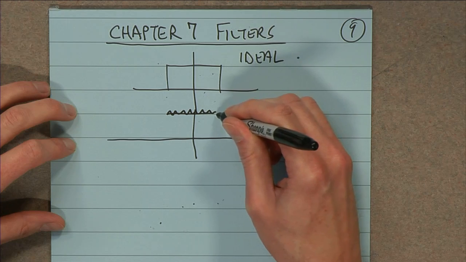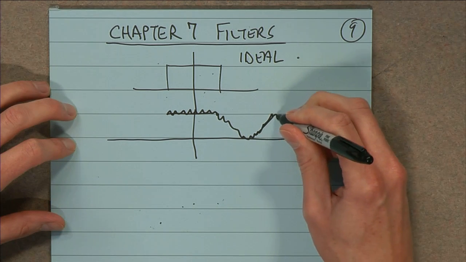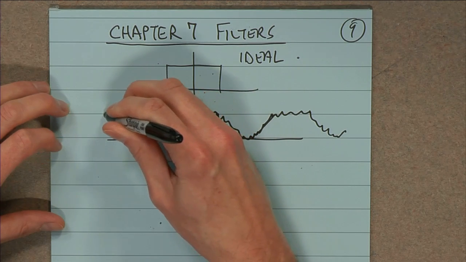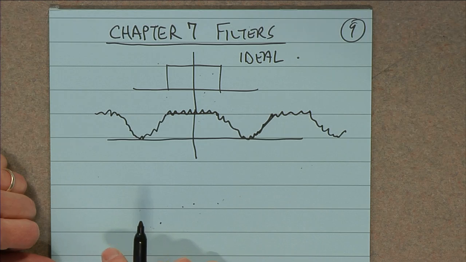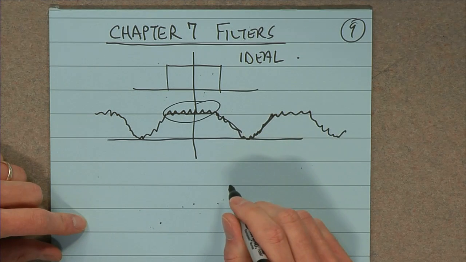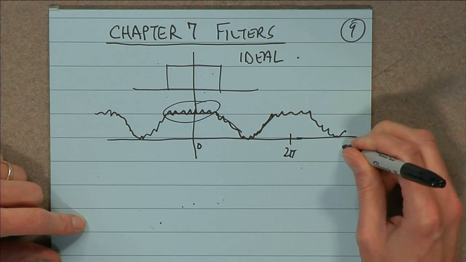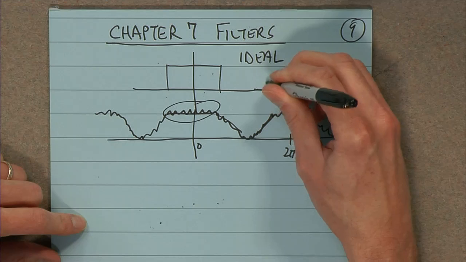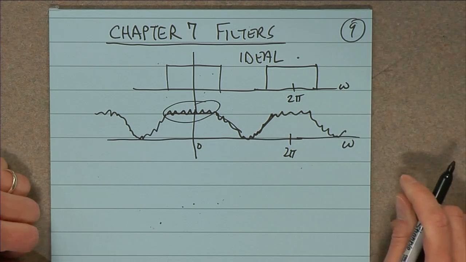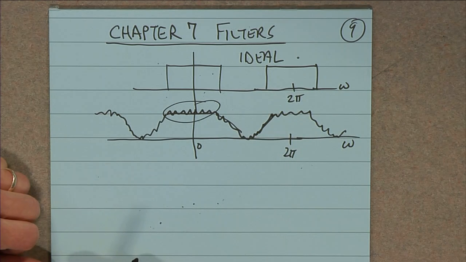But in the real world, you can have a filter that may have some non-ideal effects, like ripple in the pass band. The transition band is long. This would be, what, 2 pi. So I'm kind of drawing it in the discrete frequency. So you have all these non-idealities that you have to deal with.